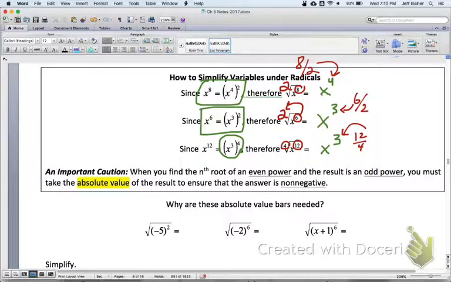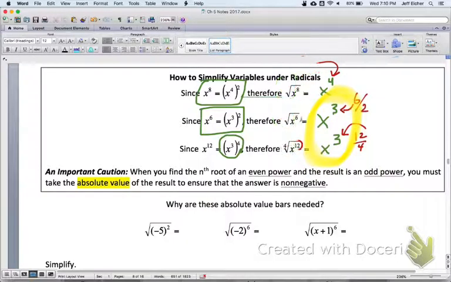Probably the hardest part for students to get a handle on is this important caution at the end of this little box here. So the caution says this: when you find the nth root of an even power, we were just doing that, all these are even, and the result is an odd power, we got that right over here, these are odd powers, you must take the absolute value of the result to ensure that the answer is non-negative. Wow.